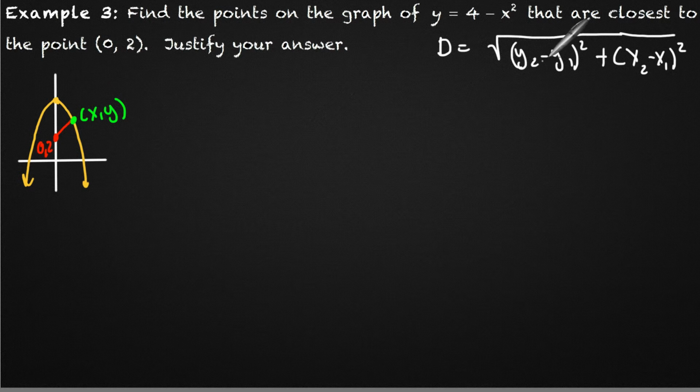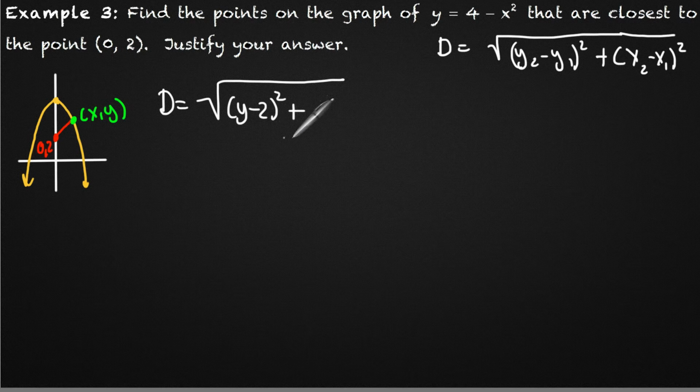So what we want to do is use this distance formula, and we want to find the minimum. All right, so let's see if we can do this. The distance formula says the square root of y2 minus y1 squared plus x2 minus x1 squared, which is basically the Pythagorean theorem. So we're going to say distance equals the square root of y minus 2 squared plus x minus 0, which is just x squared. That's step 1. We have the distance in terms of both variables.